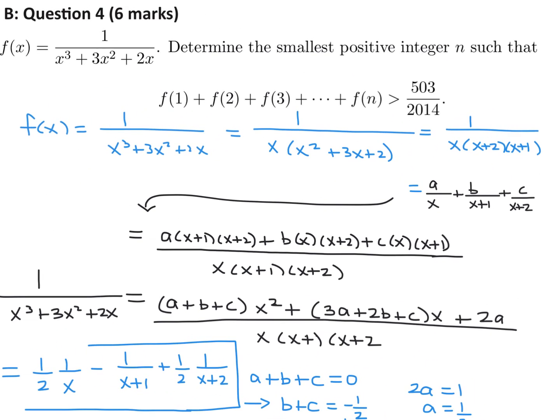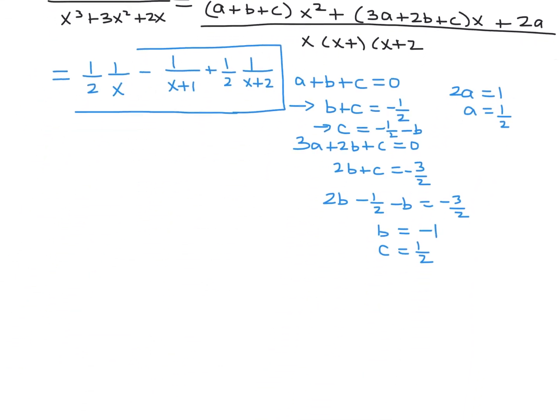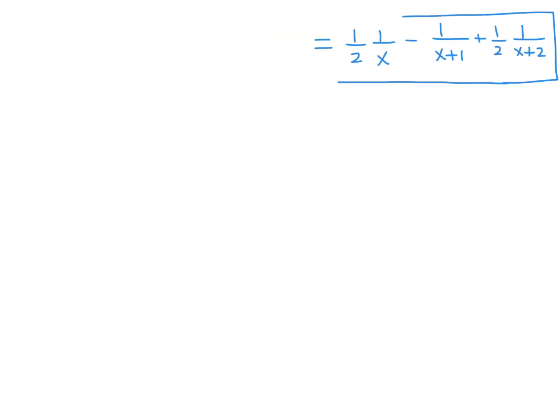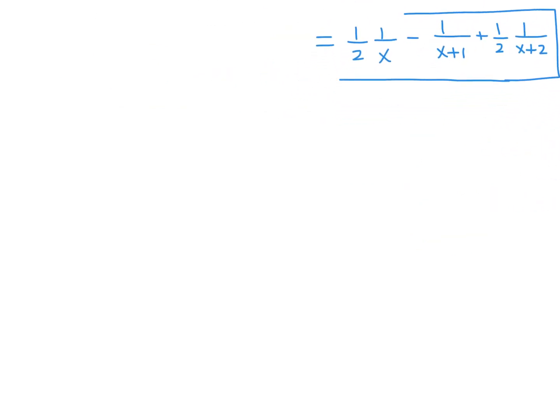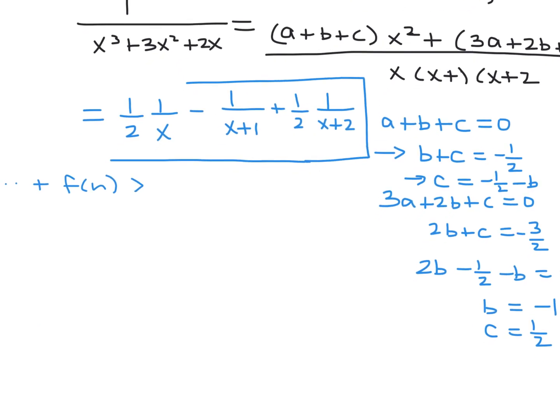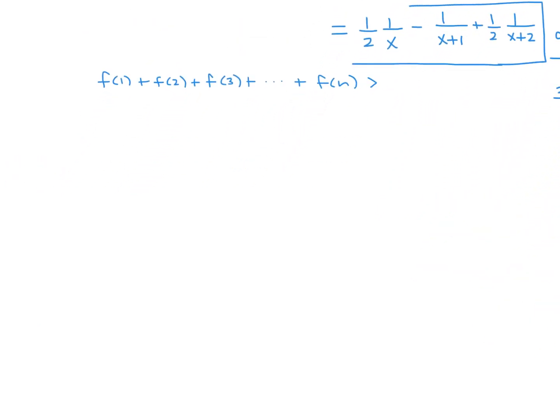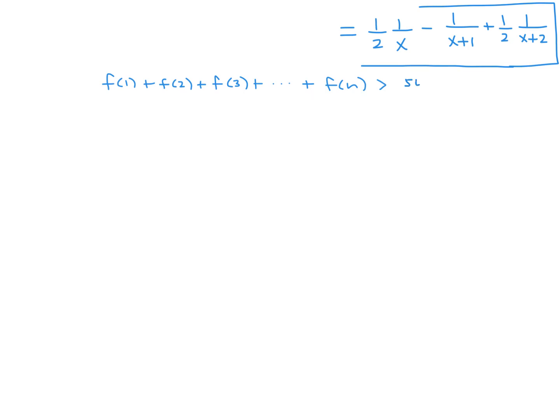Now we got to go back and look at this guy. So that one tells me that I've got this scenario here that f at 1 plus f at 2 plus f at 3 and so on, right? Dot, dot, dot, until we get to f at n apparently. And that has to be greater than, what was it? 503 over 214. Okay, so let's use this formula to figure out what this could be.